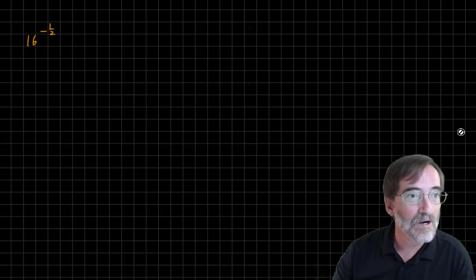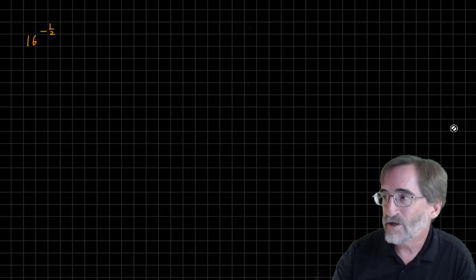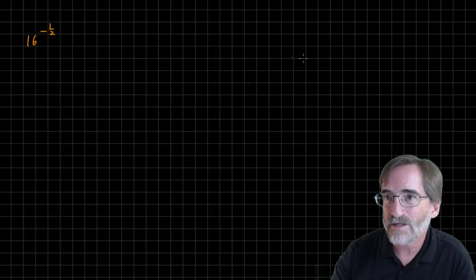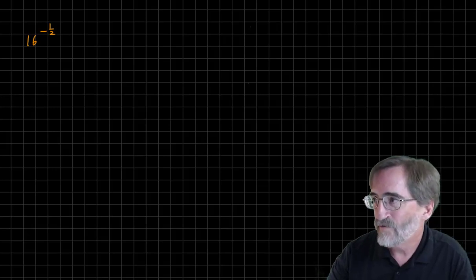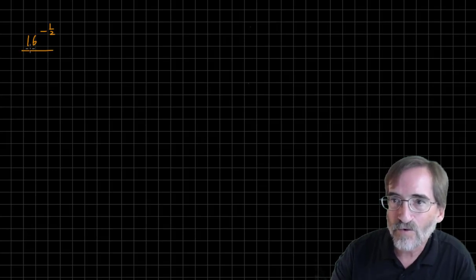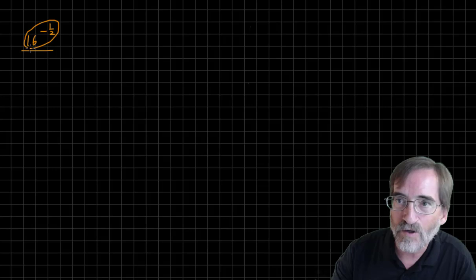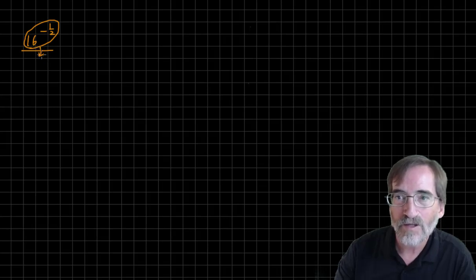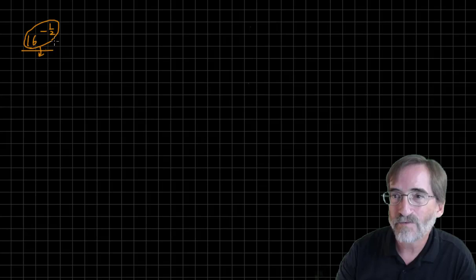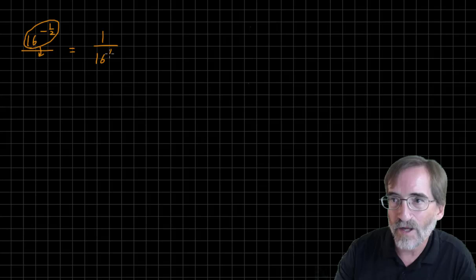Okay? All right, 16 to the negative 1/2. We're going to apply the negative exponent rule, which says this is 1 over 16 to the 1/2. The way I remember it is this. If you have a negative exponent, the rule is you can take the base and the exponent across the fraction bar. If it's on the bottom, you can bring it up. If it's on the top, you can bring it down. If there is no fraction bar, the fraction bar is below it. So this is simply 1 over 16 to the 1/2.